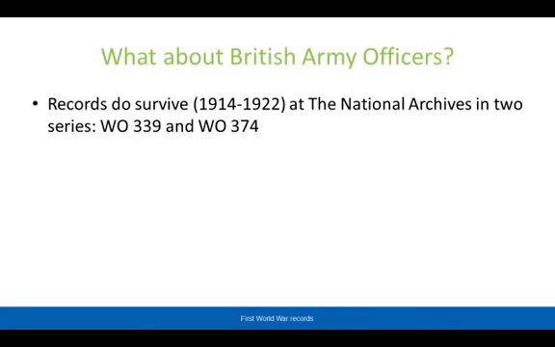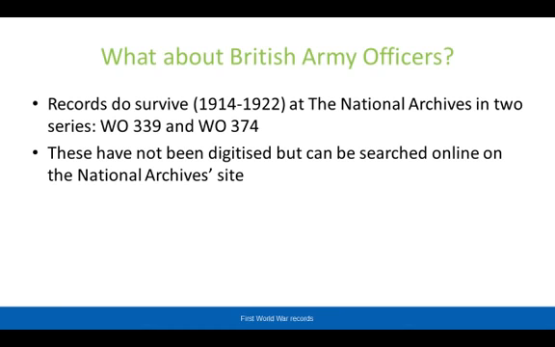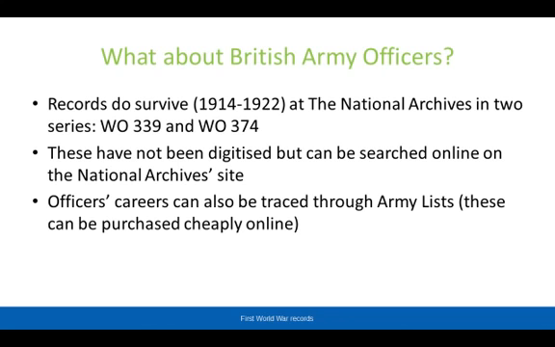British Army officers, what about them? Well, the records do survive. They're in W339 and 374 at the National Archives. They've not been digitised, but they can be searched online on the National Archives site. Officers' careers can also be traced through army lists, which can be bought cheaply online.